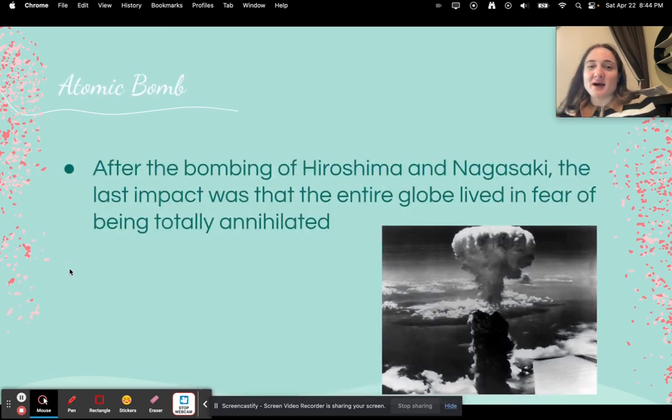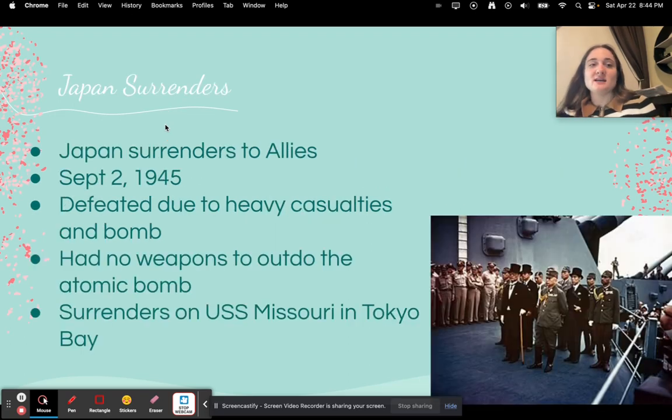All right, so after the bombing of Hiroshima and Nagasaki, the lasting impact on the entire globe is that people lived in fear of being totally annihilated. So, Japan surrenders to the Allies on September 2nd, 1945. It was really due to the heavy casualties of the soldiers, but also the atomic bombs. It really had no weapon to outdo the atomic bomb, and Emperor Hirohito surrenders on the USS Missouri in Tokyo Bay.